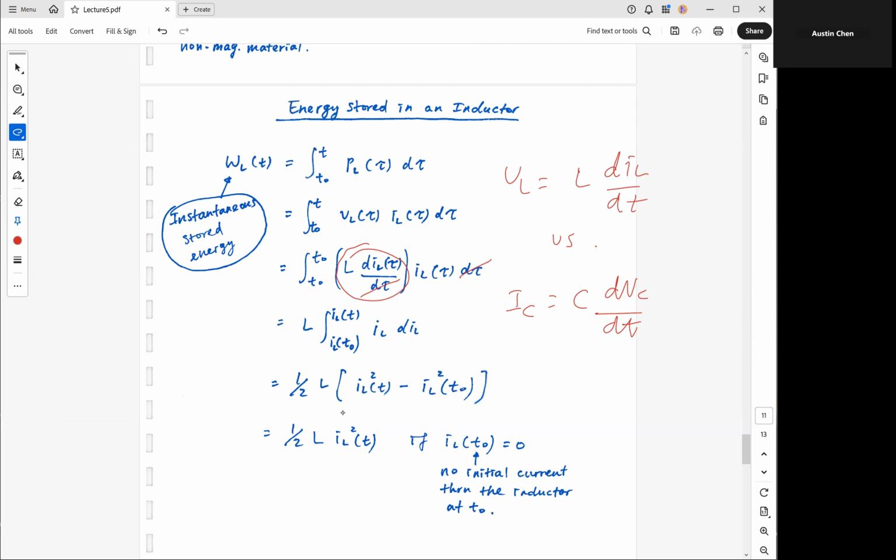So then once you work out the math, you will see that it's following pretty much the same form as what we saw for the capacitor earlier. So for capacitor, we have half CV squared, okay? And for inductor, we have half L i squared, okay?